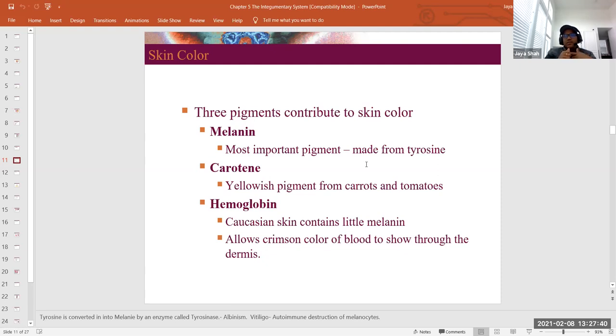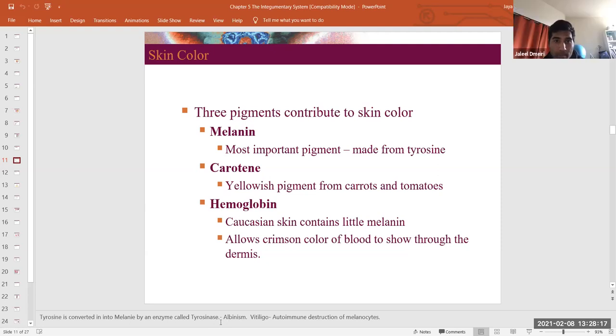That cell, the melanocyte, produces melanin, and it produces melanin from the amino acid tyrosine. Tyrosine is an amino acid, okay? And tyrosine is converted by the tyrosinase enzyme. So you see here in the footnote, tyrosine is converted into melanin by an enzyme called tyrosinase. Can you guys see my note?